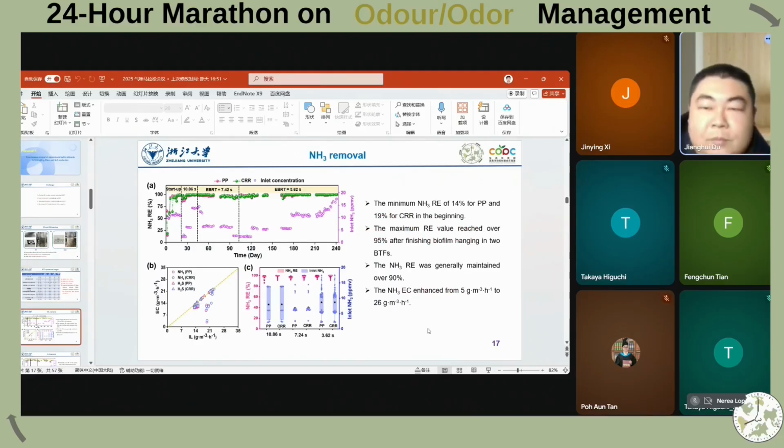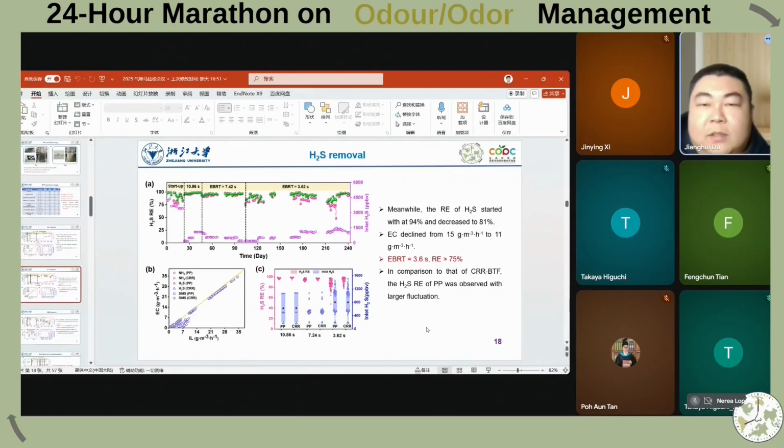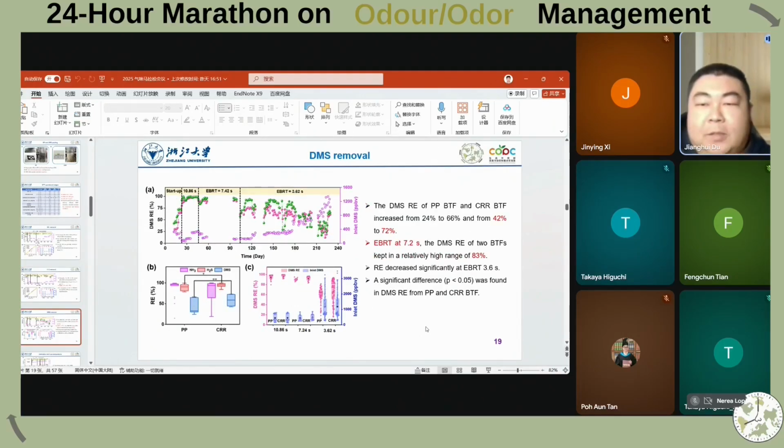Here is the result. The minimum ammonia RE was 14% for PP and 19% for CR in the beginning. The hydrogen sulfide removal started at 94% and decreased to 81%. This is the DMS with the EBRT at 7.2 seconds. The DMS RE of the two BTFs stabilized at a relatively high level of 83%.